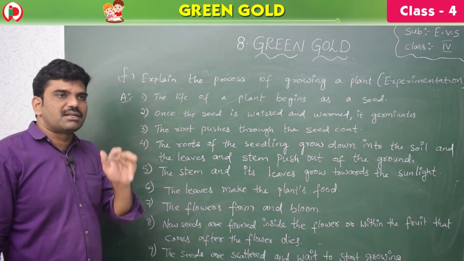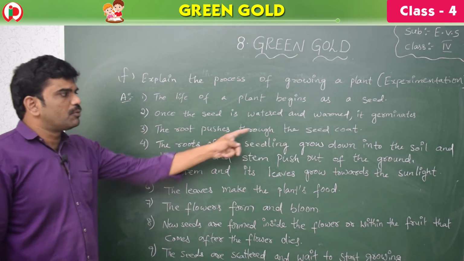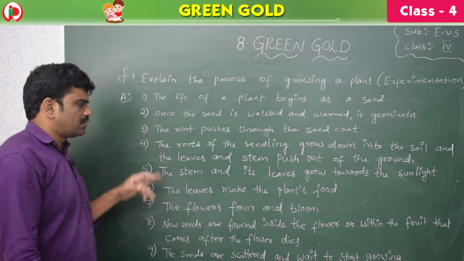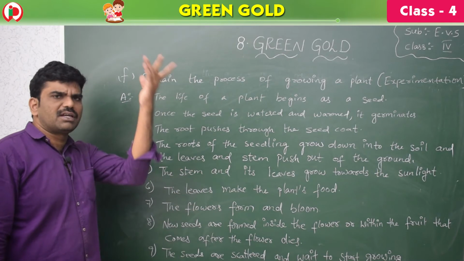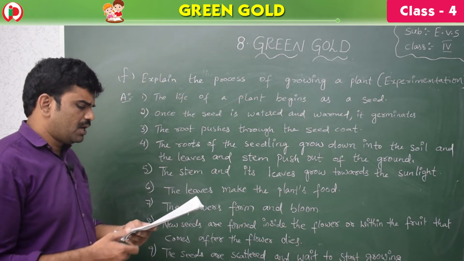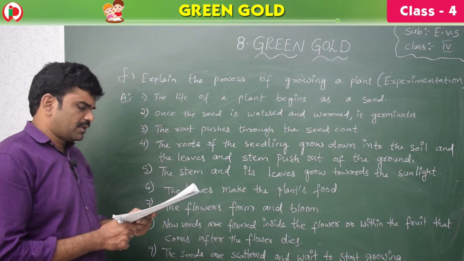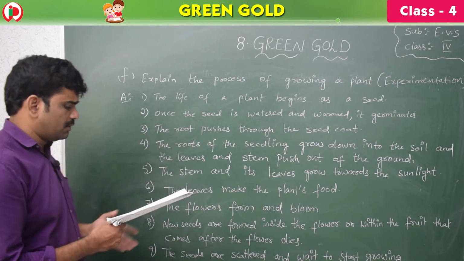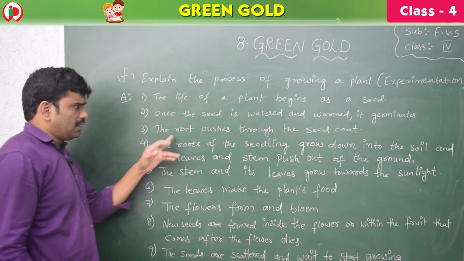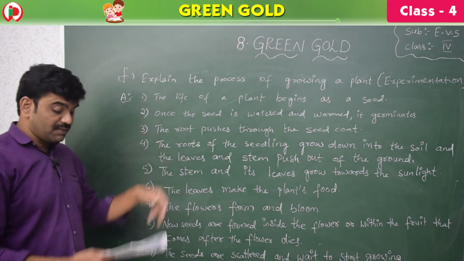What are the changes that occur after sprouting, after germinating? First one, the root pushes through the seed coat. We have seen that root pushes through the seed coat. The leaves and stem push out of the ground. The leaves and stem, what happens? They push out of the ground. Okay. So here see, if you will observe, the root pushes through the seed coat, children.